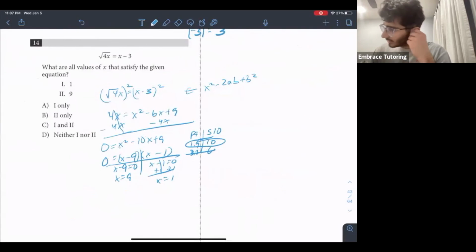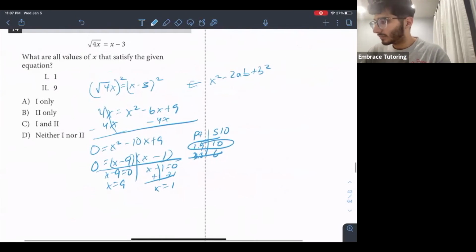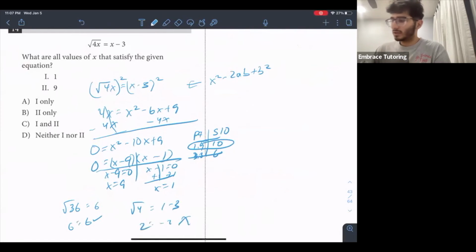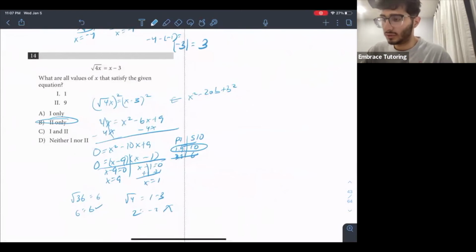And now we can just plug these in to make sure both work. We can plug in 9 to get 36 is equal to 6, which is correct. And then plug in 1 to get 4 is equal to 1 minus 3, negative 2 is equal to 2. This does not work because it's only positive numbers. So our only answer would be choice B, choice 2, or number 9.